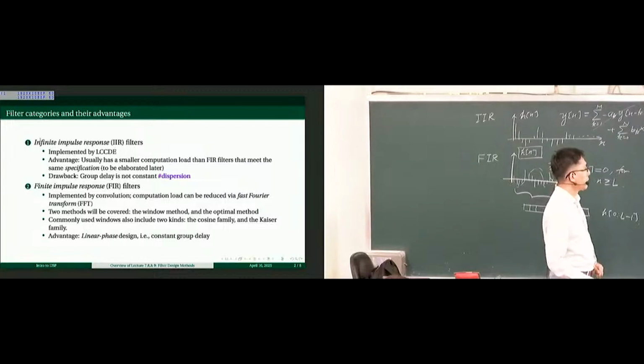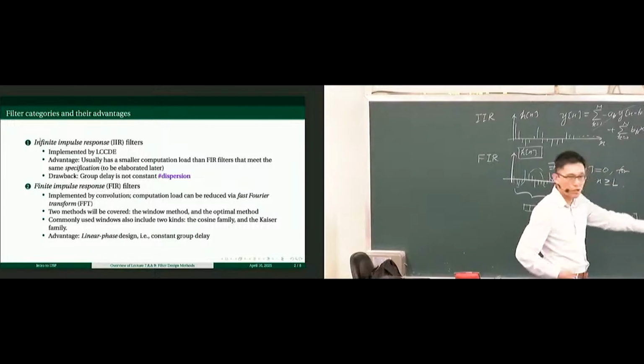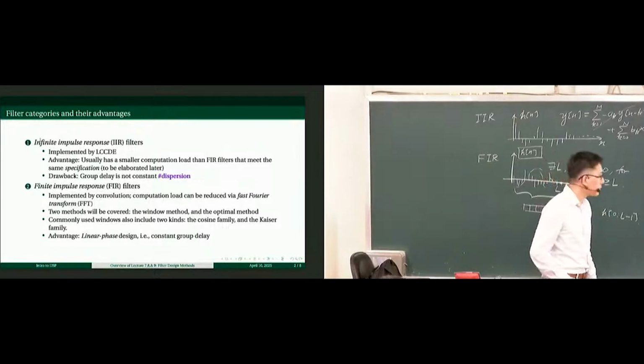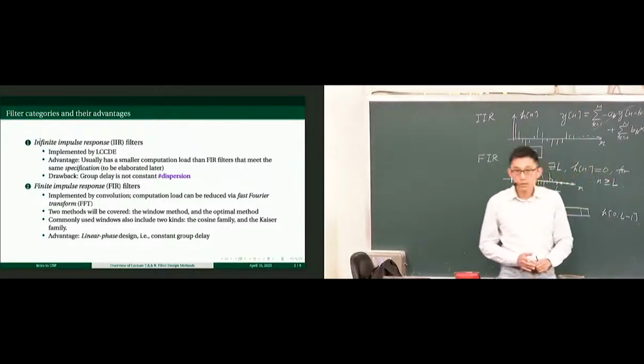Okay. All right. So drawback, we covered the advantage, computation load, IIR yes, FIR maybe not so good. Drawback, group delay, FIR good, IIR not so good. Okay. So that's a kind of short list of comparisons. Any comment?